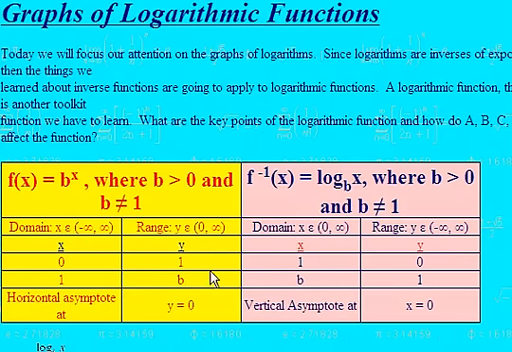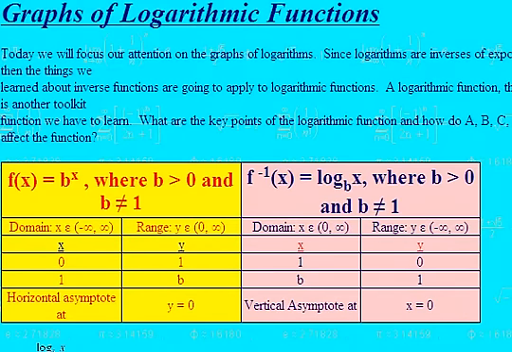Note too that (0, 1) and (1, b) are the basic points for every exponential function, and that's reversed in the log function, and that would be (1, 0) and (b, 1). Also, the horizontal asymptote is at y equals 0 for the exponential, and therefore would be at x equals 0 for the log function, since they're inverses of one another.